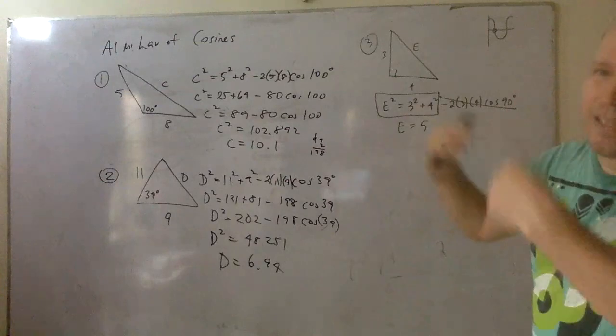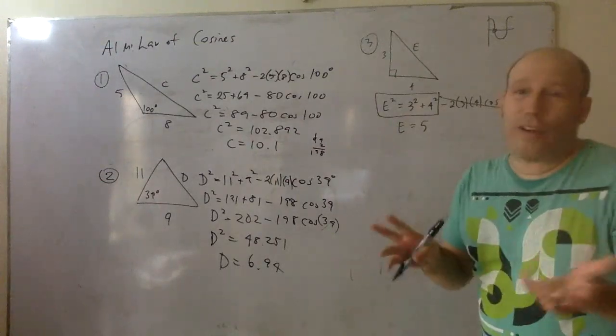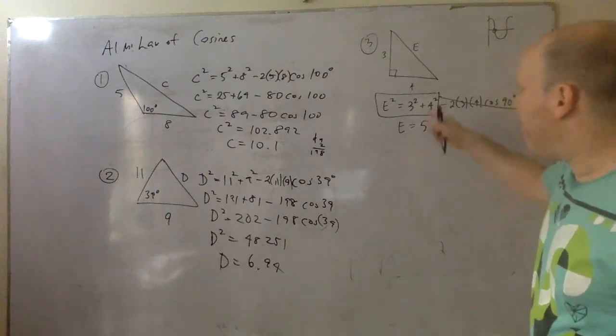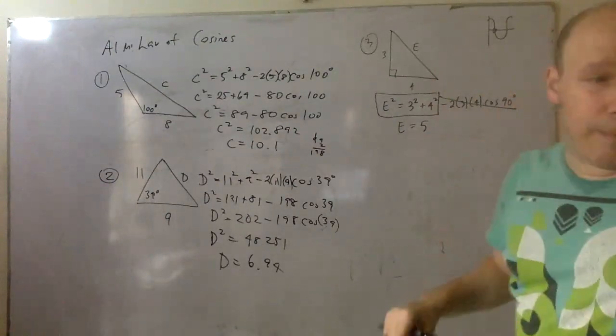Plus or minus 5, but we're back to basics. Now we're back to regular triangles, so we don't have negative sides. But please remember, we might have a negative side. In this case, E would be 5.